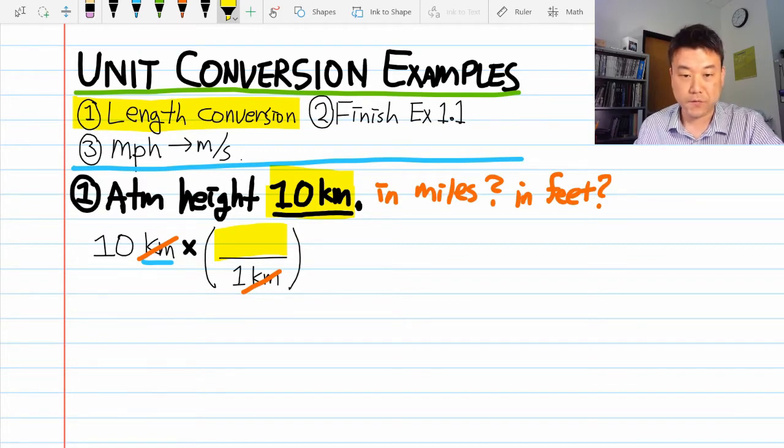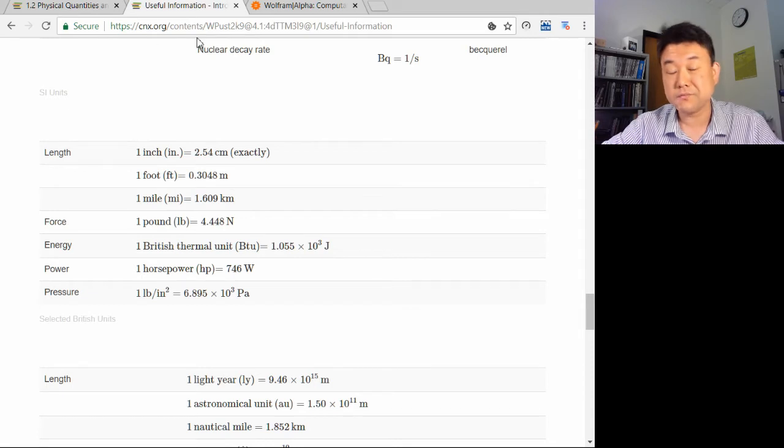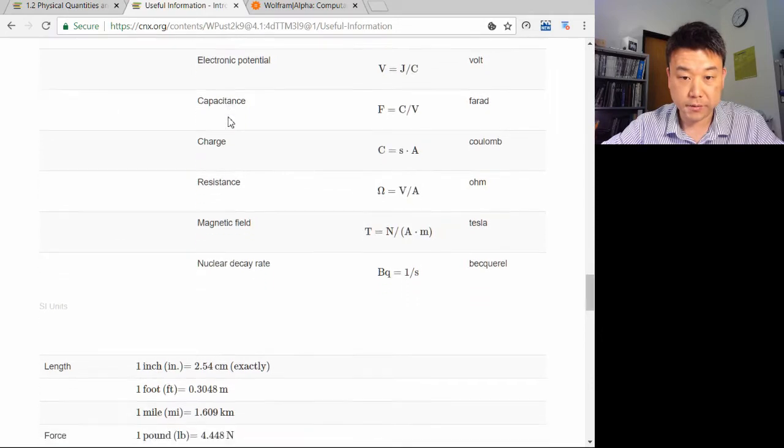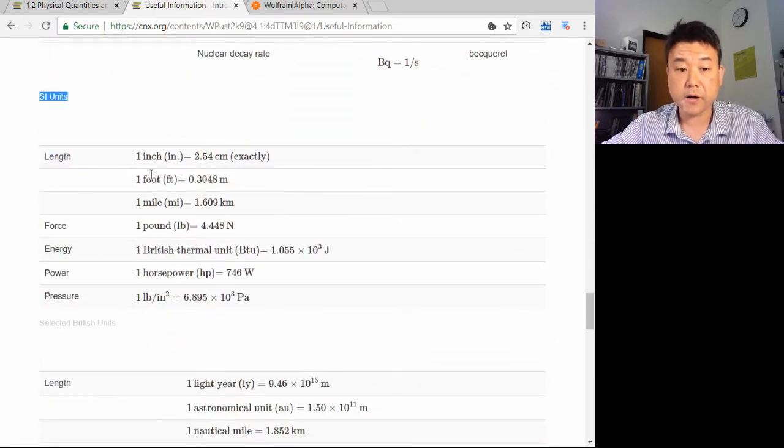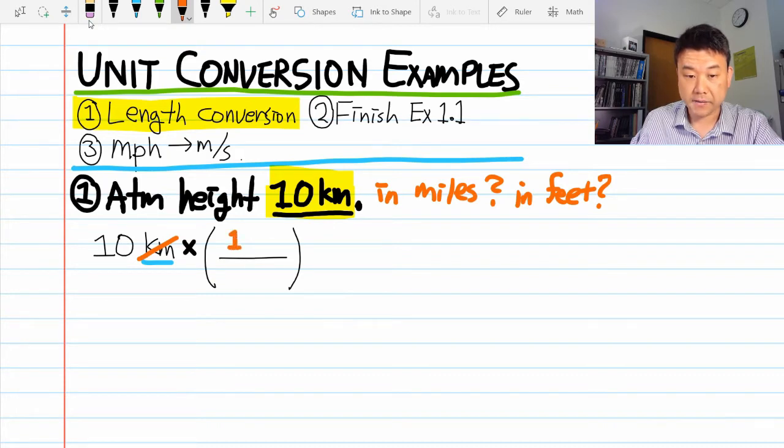Now this is where I need to look up the conversion factor. Fortunately, your textbook has these conversion factors at the very end under useful information. This is like the back of a physical textbook. And when you scroll down, you will see a section for SI units. And that's where I see these factors relating inches to centimeter, foot to meter, and mile to kilometer. So I see that the conversion factor I have doesn't have 1 kilometer, so I'll need to change a little bit what I write. But what I can say is 1 mile is equal to 1.609 kilometer. So if I write this fraction, I'll be just multiplying by 1. So the fraction is 1 mile per 1.609 kilometer. And as our goal was, kilometers cancel out, only mile remains.